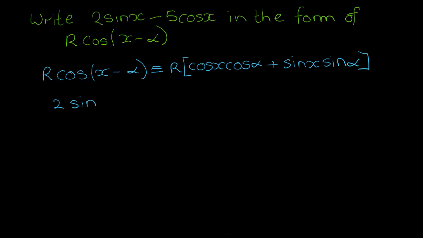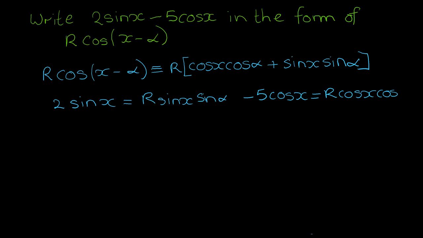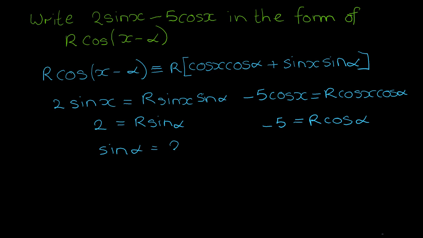Equating this with the original, we get 2 sin x equals r sin x sin alpha, and minus 5 cos x equals r cos x cos alpha, giving 2 equals r sin alpha and minus 5 equals r cos alpha, giving sin alpha equals 2 over r and cos alpha equals minus 5 over r. So tan alpha equals 2 over r times r over minus 5, which equals minus 2/5 or minus 0.4.